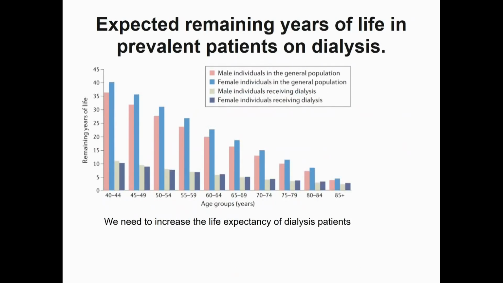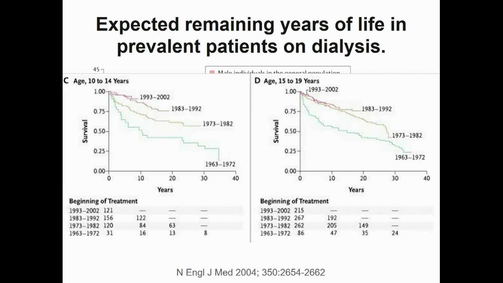If you see this, a male in the general population at 40 has a 35 to 40-year survival, but if the patient has ESRD or CKD, it's only a 10-year survival. So we need to increase the survival of CKD patients, because serially you see a very dismal survival, like a cancer patient. Even at 40, if the patient has CKD, he has only 10-year survival, and up to 80-85 it is similar. With the decade effect, this has significantly improved in children. So improvement is there, but again, we have to improve.